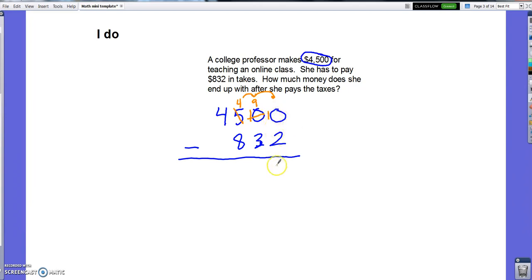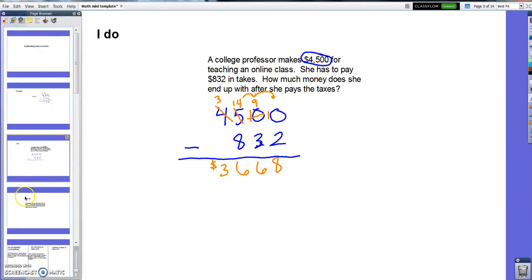So now I can do 10 minus 2 is 8. I can do 9 minus 3 is 6. I'm going to have to regroup again here, kind of the normal way. 4 minus 8 is not something I can do, so I'm going to take 1,000 and regroup that 1,000 into 10 hundreds. 14 minus 8 is 6. 3 minus nothing is 3. And so she takes home $3,668.